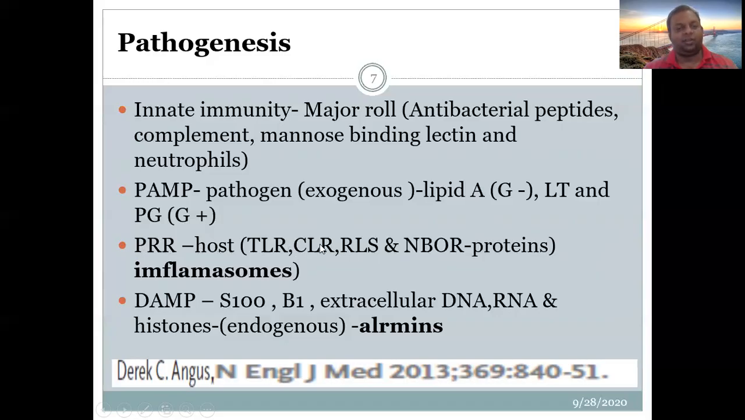There are T cell receptors and other nucleic proteins. They are termed inflammasomes. And there is another term, DAMPs, damage associated molecular patterns. With the presence of cellular damage by the activity of innate and adaptive immune response against invading pathogens, or damage by itself or body cells, they produce S100 B1, extracellular DNA, RNA, and histones. Those are endogenous, and those are termed alarmins. So inflammasomes, alarmins, PAMPs, and DAMPs are the triggering factors.